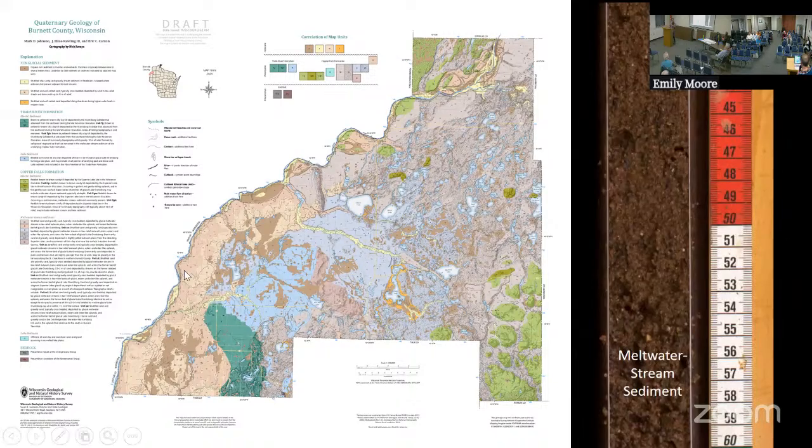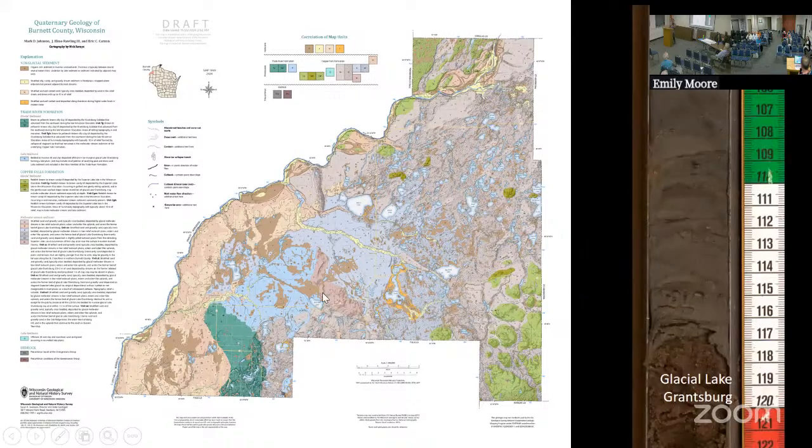These pinks and buff colors are all areas of meltwater stream sediment. So areas where rivers were flowing as the ice retreated out of the area or reoccupied the St. Croix Valley, sands and gravels, lots of infiltration. Also, if they're at depth, good places to get water. These are centimeters. So 3 of these is about an inch.